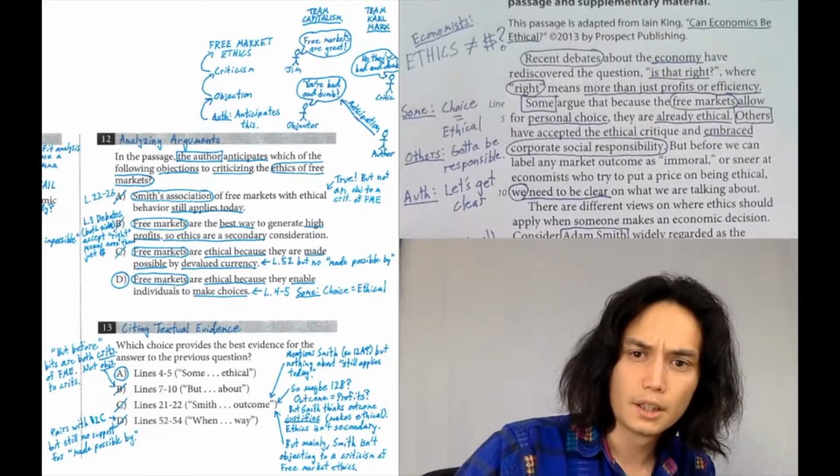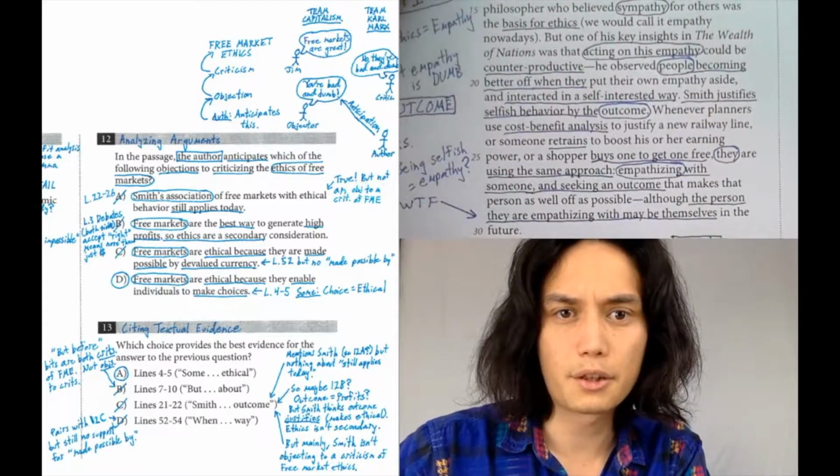All right, answer choice C. Lines 21 through 22, from "Smith" to "outcome."